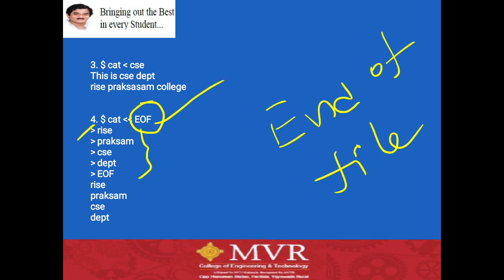See, cat double less than EOF. After that I have entered rise, I have entered Prakasham, I have entered CSE, then I have entered department, and after that I have entered EOF, that means end of the file. Once you enter end of the file, it understands that the end of the file has occurred. Therefore it will display whatever you entered till now. What I have entered, rise, Prakasham, CSE, department, these four lines will be displayed on the screen.